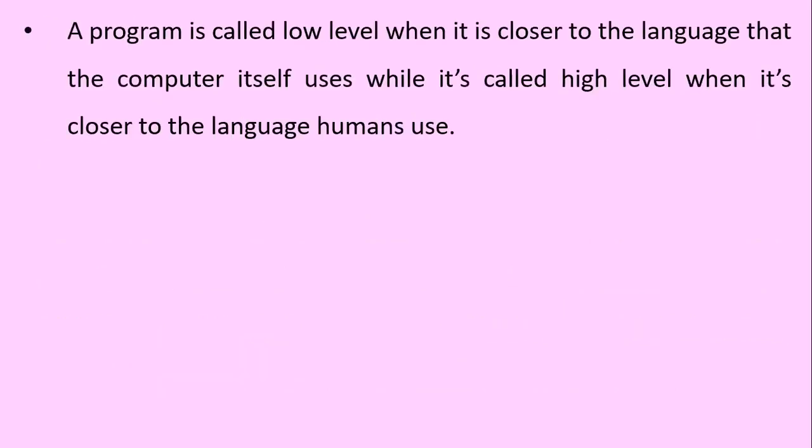A program is normally referred to as low level when it is closer to the language that the computer itself uses, while it's called high level when it's closer to the language that humans use. Let's now look at the 2 low-level languages.